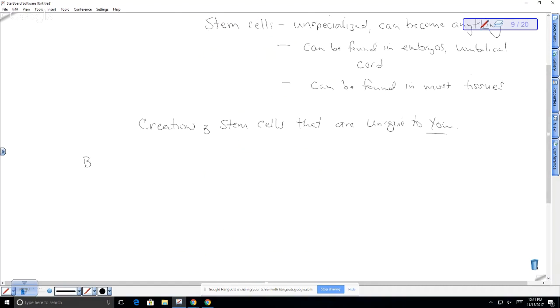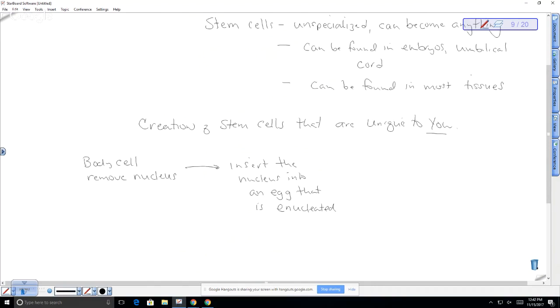So we take a body cell and we remove the nucleus. We then insert the nucleus into an egg that is enucleated. I don't know why they put an E in there instead of an A. It's anucleated, right? But I don't know why they put an E in there. So enucleated means the egg has had its nucleus removed, because that nucleus would be haploid, right?